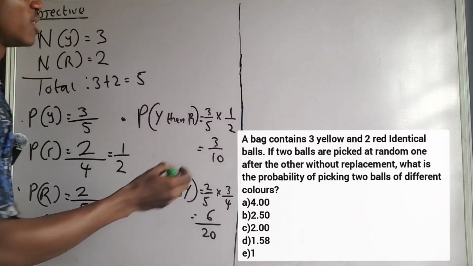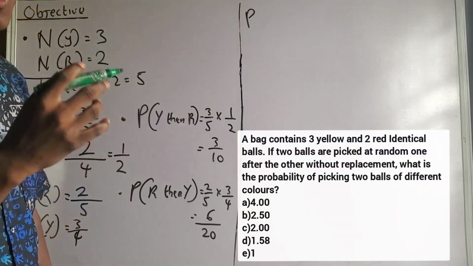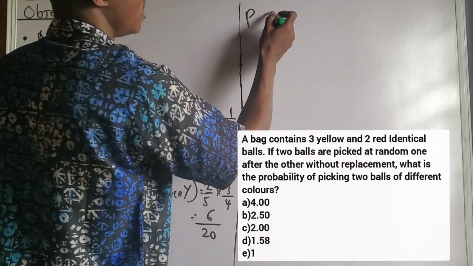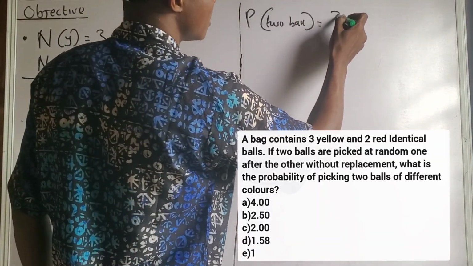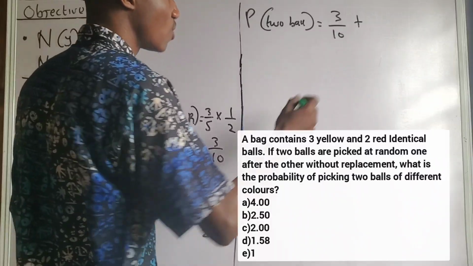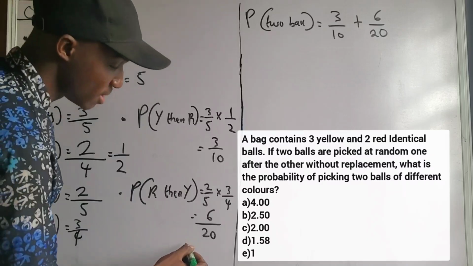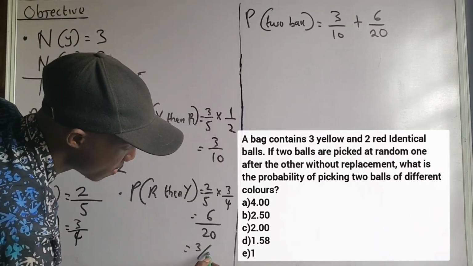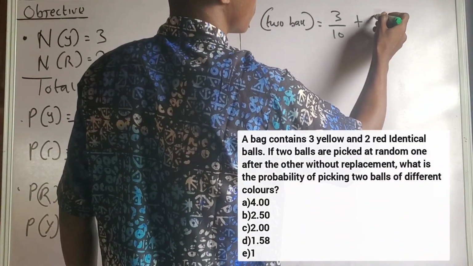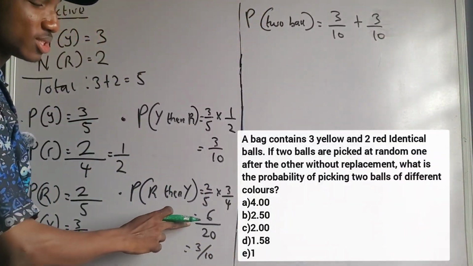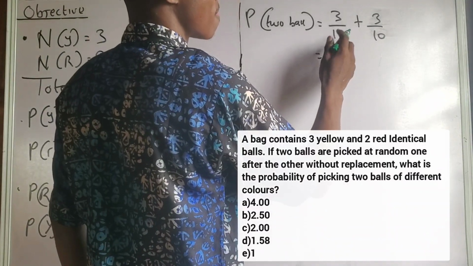Do you understand? So the probability that we are asked to calculate, the probability of picking 2 balls one after the other without replacement, will be 3 over 10 plus 6 over 20. Okay, let us reduce this. 6 over 20 can be reduced to 3 over 10. Do you know what I did? I just reduced 6 over 20 to this. 6 divided by 2 will give me 3, 20 divided by 2 will give me 10. So for this, I'm going to have 3 over 10 plus 3 over 10.